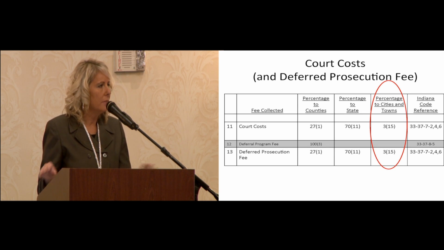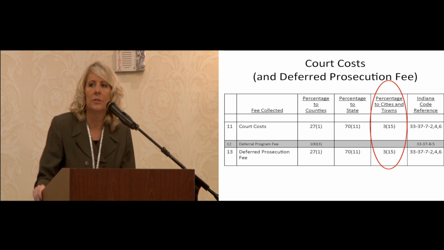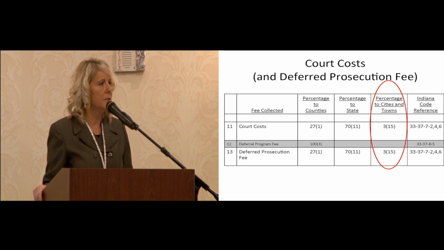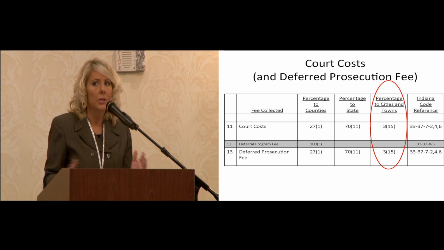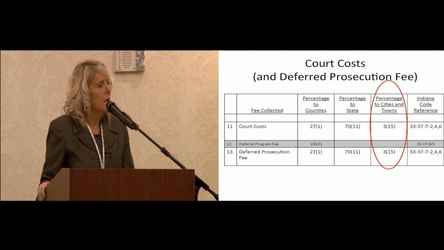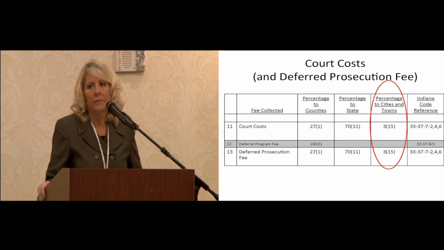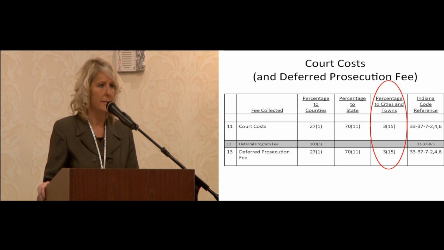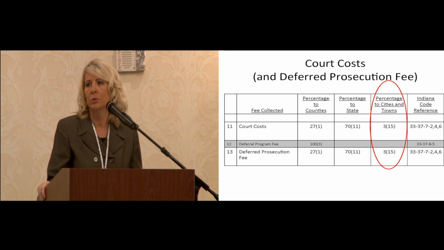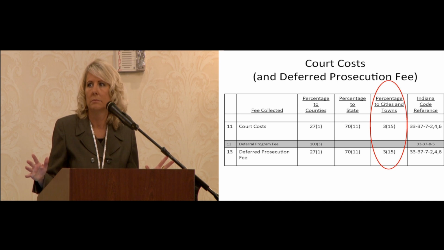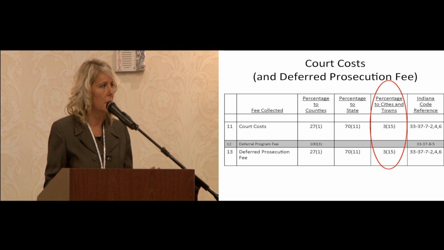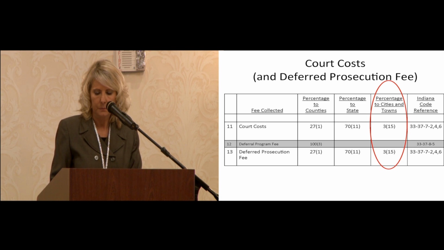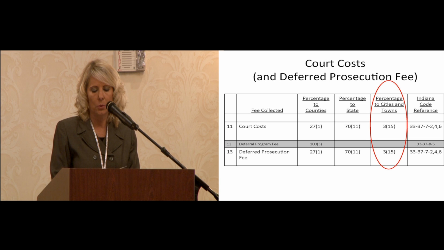But if you know you have law enforcement agencies out there in your cities and towns, I would recommend that each 6 months, when you go to do this distribution, and that's usually January and July, contact those cities and towns that have law enforcement and just ask them if they qualify and to provide you with something that shows that they did. Then it's on them, and you've at least notified them, and you can work from there. So that's your city and town court cost fund.